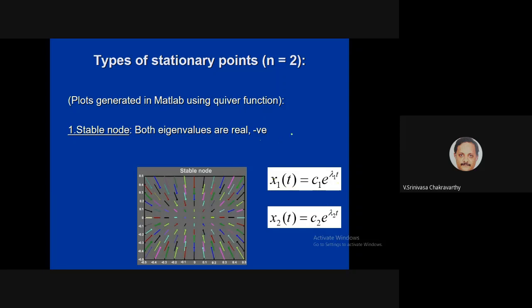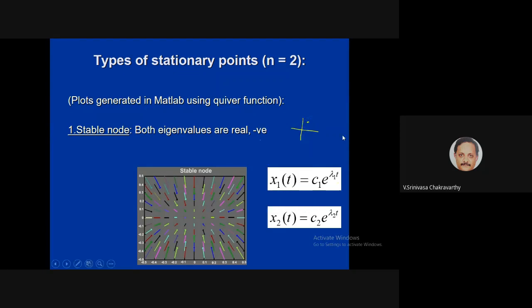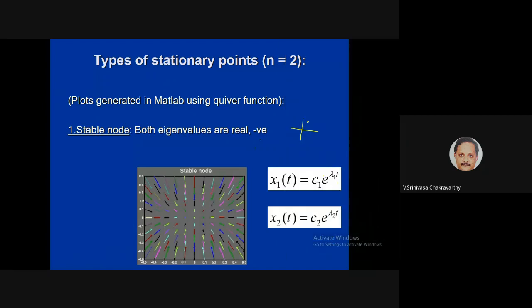If you start from anywhere in the coordinate system, somewhere close to the origin, since both lambda 1 and lambda 2 are negative, x1 and x2 keep on dying, keep on decaying. So therefore, this point simply approaches the origin asymptotically, and then once it approaches the origin, it stays there. It will take infinite time because it's an exponential decay.